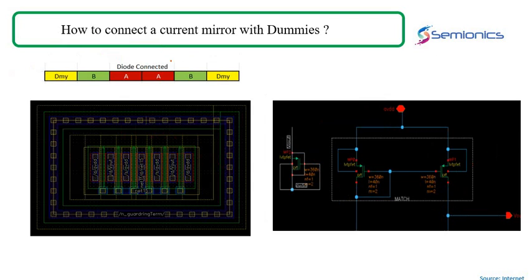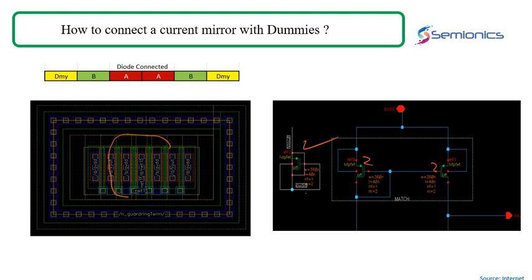Just to show you an actual picture in the layout, this is how it's done. I have taken two devices here, as I said, 2A and 2B, and there are two dummies, one on the right, one on the left. So keep in mind that whenever you're doing the floor plan or the matching of sensitive devices, considering current mirrors or differential pairs, keep all the devices in the center. In this guard ring, you see that all the devices are in the center.